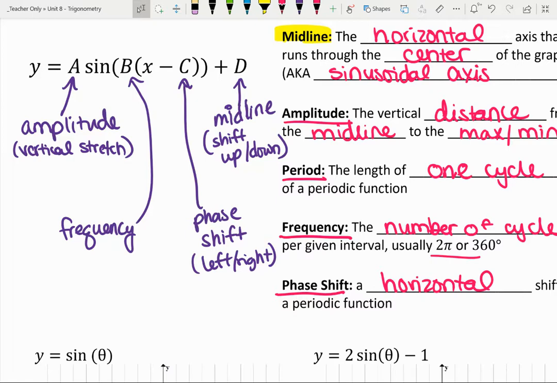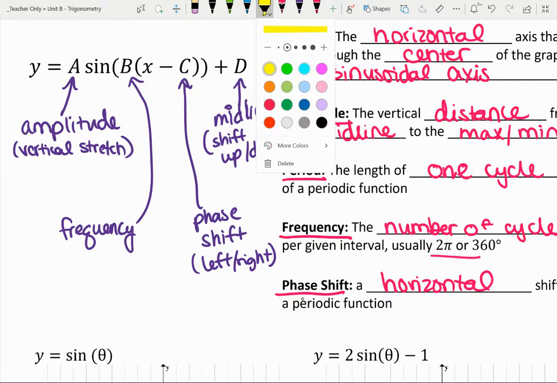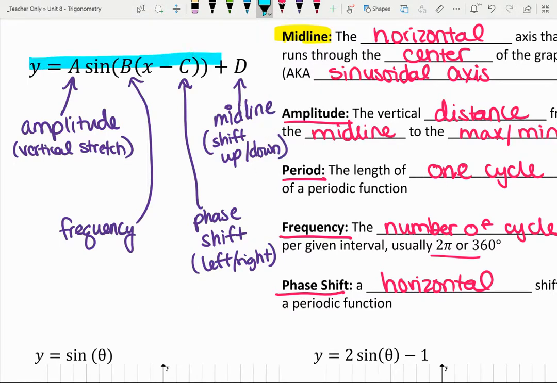So we're going to do 2 kinds of examples here. We're going to do examples graphing from an equation, and then we're going to write equations from a graph. So we're keeping all of this in mind, and I think I'm just going to highlight this so that it stands out as we need to refer back to it.